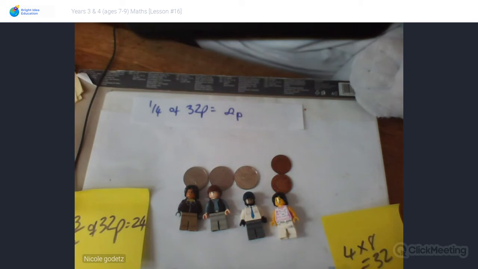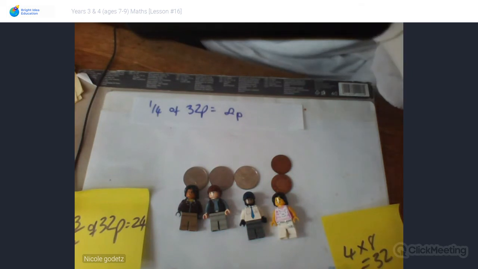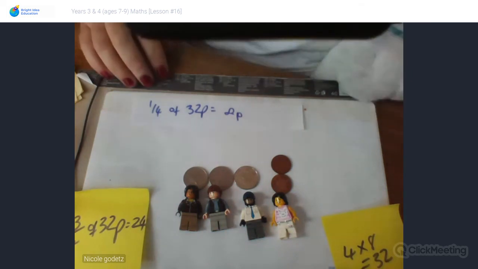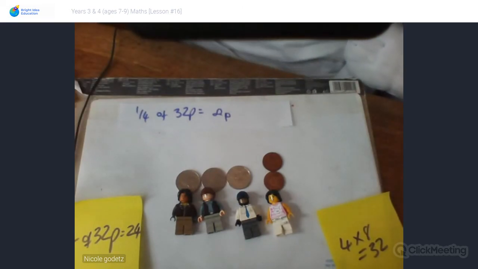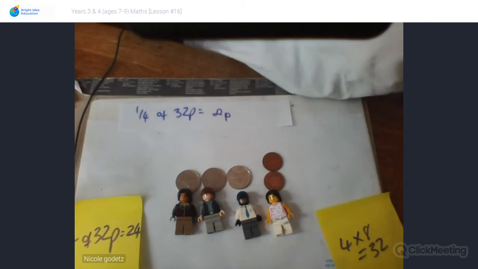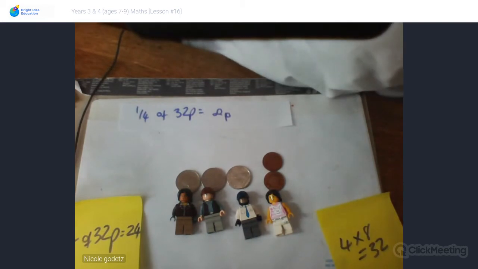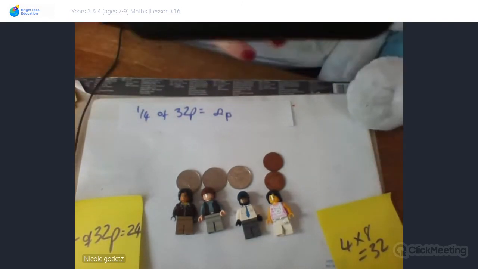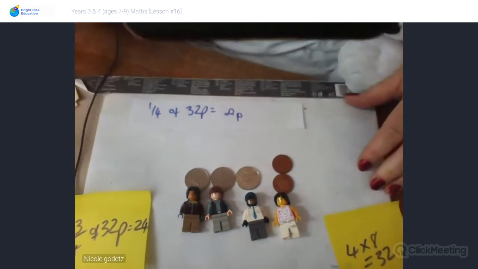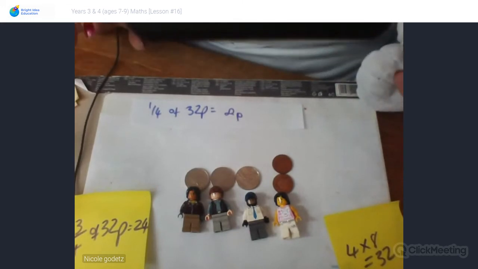Okay. What do I have to do? How do I share that around? What do I have to exchange for? 8 and 8 and 8.